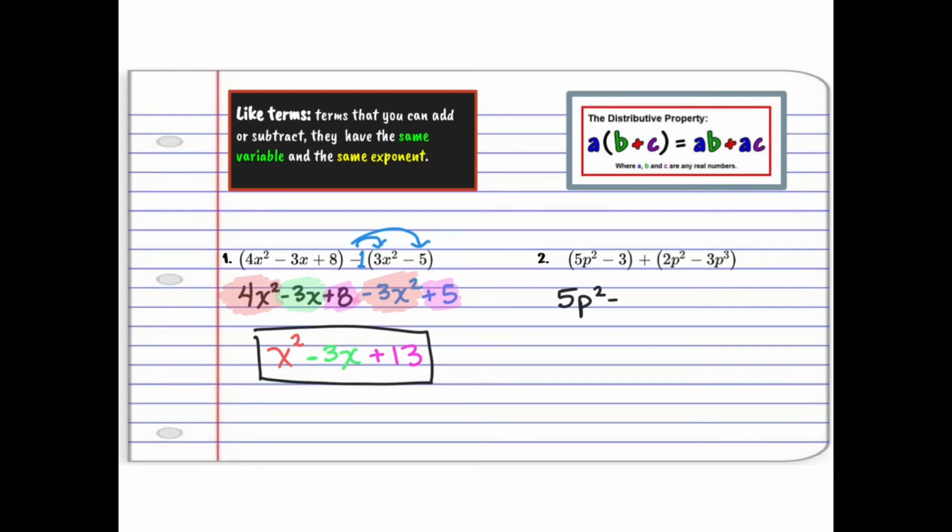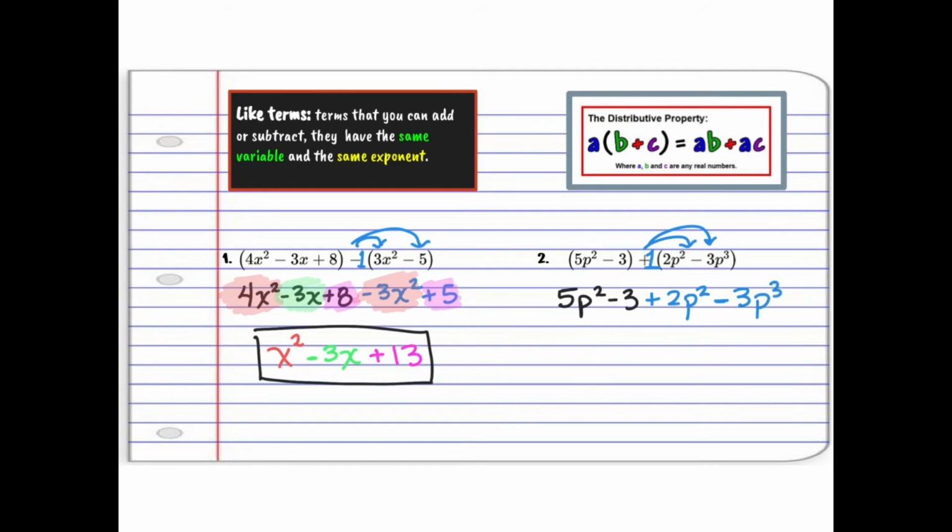5p to the second power minus 3. Do not forget there is a 1 here. And this is going to multiply each one of the numbers inside. So positive and positive, positive. 1 times 2, 2p to the second power. Then we do the second multiplication. Positive times a negative, negative. 1 times 3, 3p to the third power.